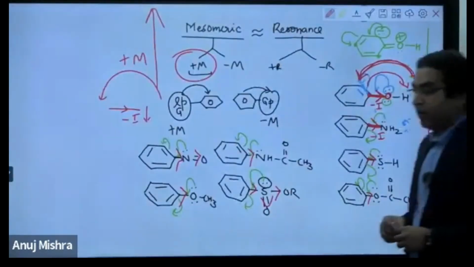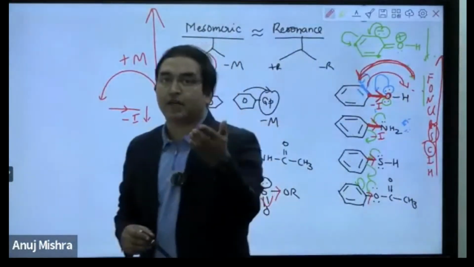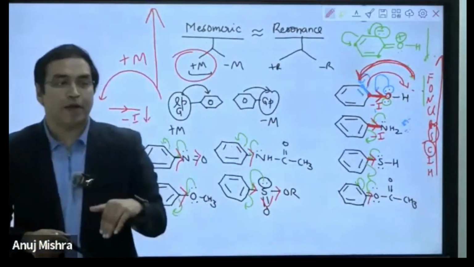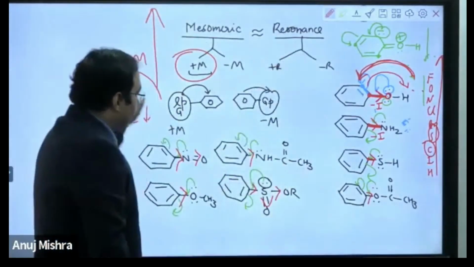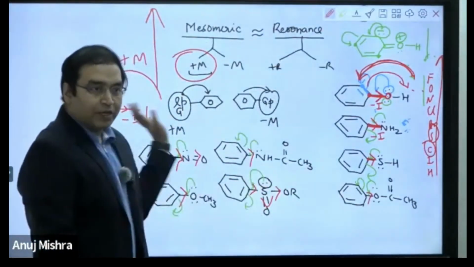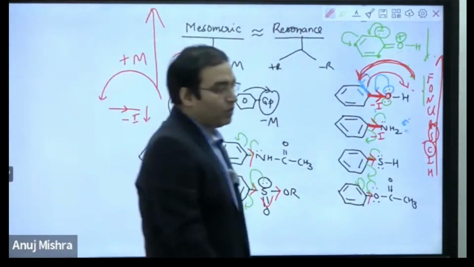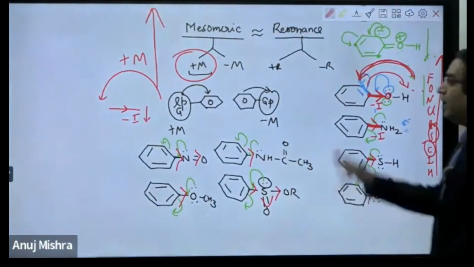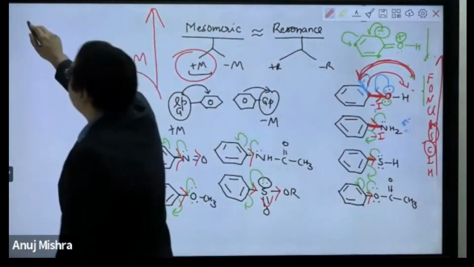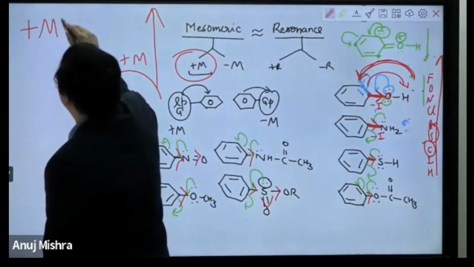So plus M is perfect. Plus M is pushing inside and minus I is pulling it back. Easy. In all these cases, the feature is similar. I hope you understand this. Any problem, please ask. Is it clear? Mesomeric effect is clear. Inductive effect is clear. So can you give me an example of a group which is having plus M and minus I?